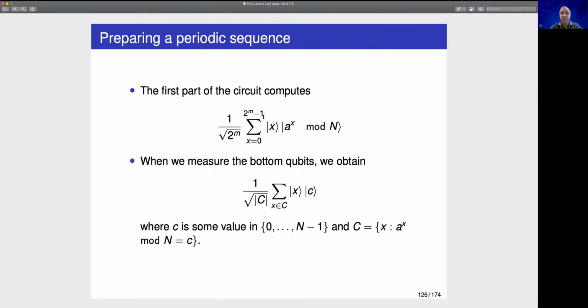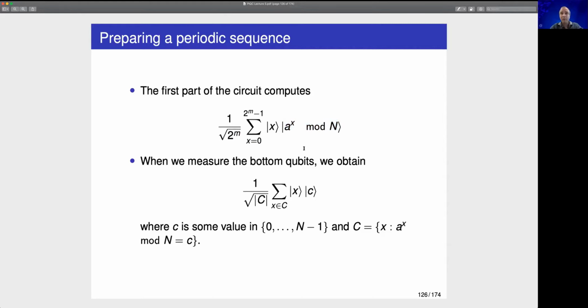With this we obtain this expression, in which each value x is paired with its evaluation of a to the power x mod n. Remember that we want to find some x such that this value is 1, because then we would have the period. This is what we are looking for.